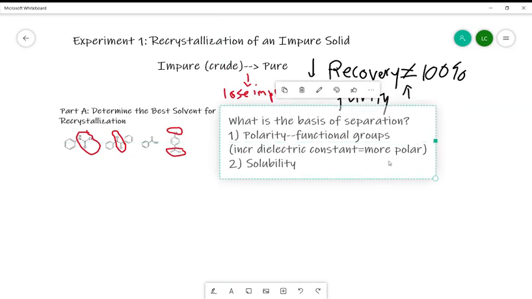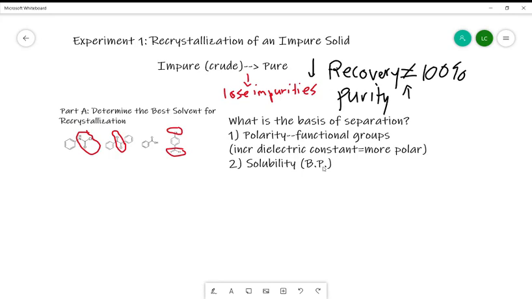Along with solubility, similar to solubility, is maybe boiling points. That's something you can take into consideration. Boiling points, freezing points, whatever. Essentially, solubility over different temperature gradients.